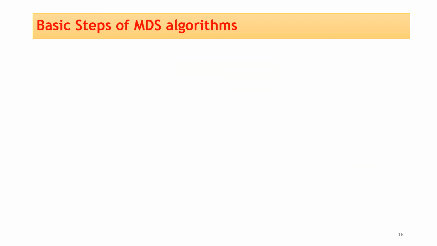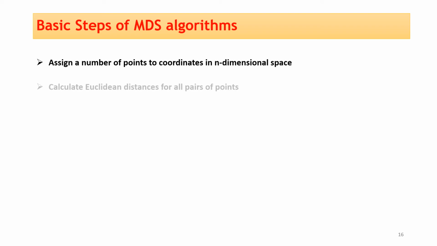Now, which are the different basic steps of the MDS algorithm? The first step is to assign a number of points to coordinates in n-dimensional space. N-dimensional space could be two-dimensional, three-dimensional, or higher. And the orientation of the coordinate axis is arbitrary and mostly the researcher's choice. Then the second step is to calculate the Euclidean distance for all pairs of points.